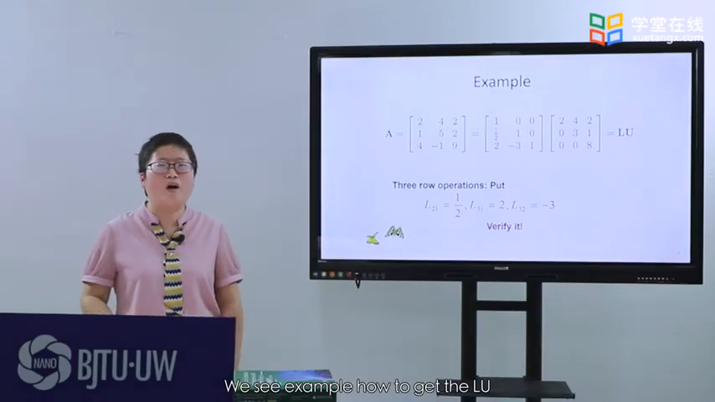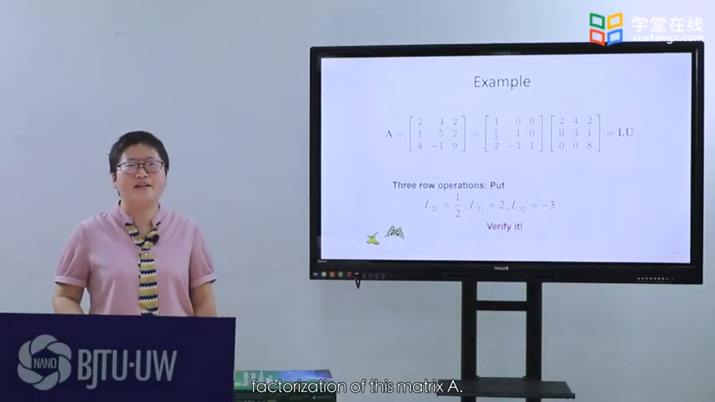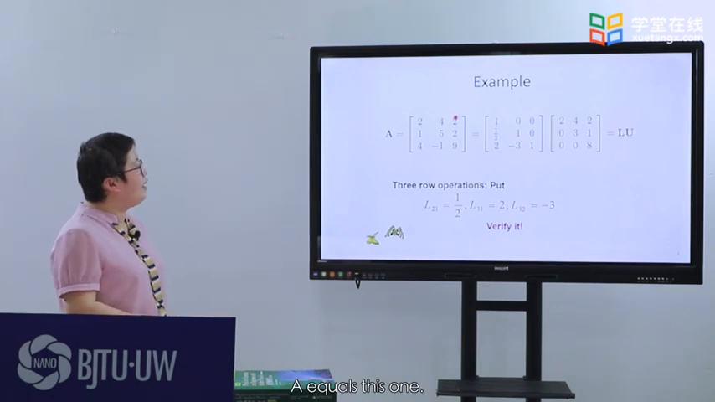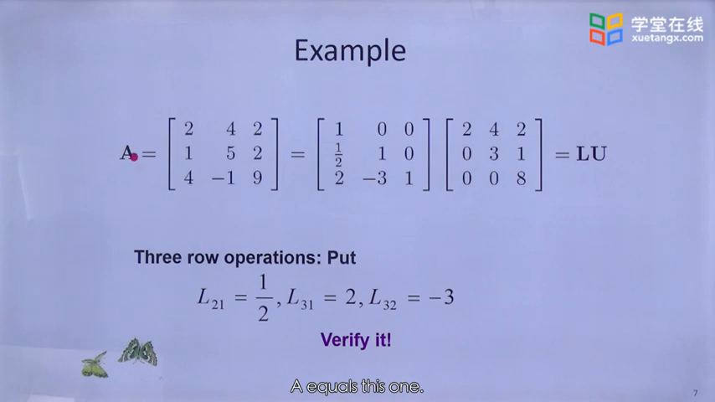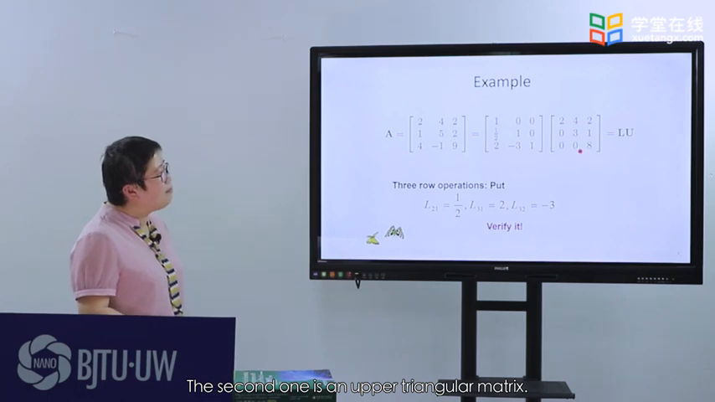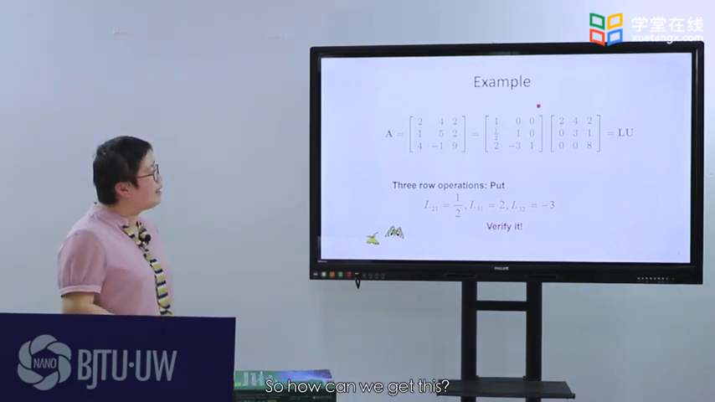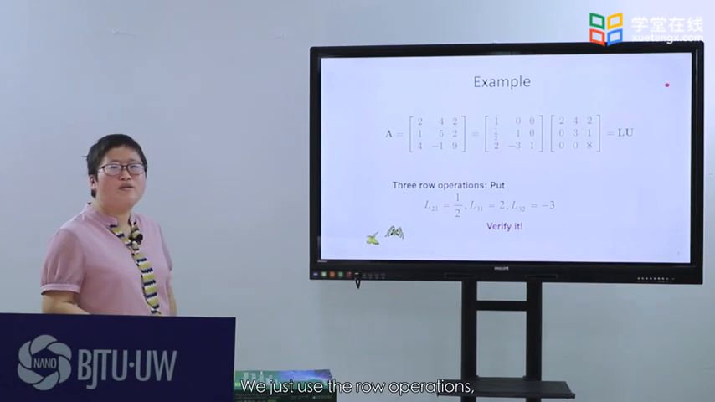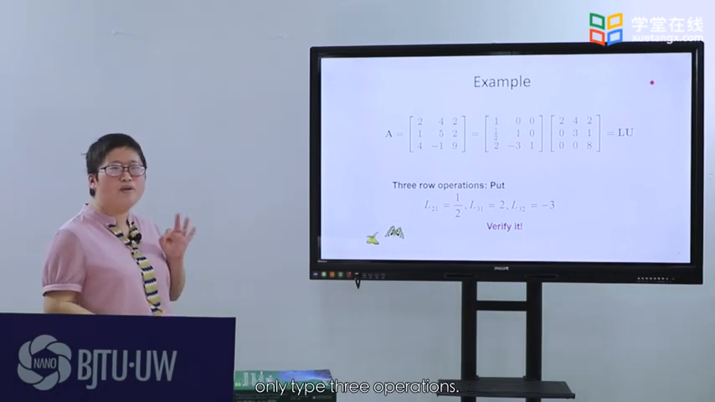We see an example of how to get the LU factorization of this matrix A. A equals this 3 by 3 matrix, and then we can factorize it into 2 matrices. The first factor is a unit lower triangular matrix, and the second one is an upper triangular matrix. So how can we get this? We just use row operations, only type 3 row operations.